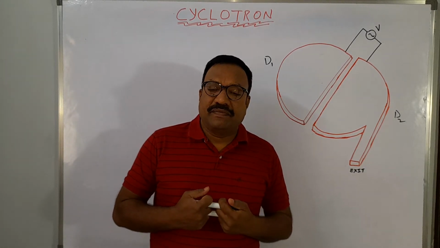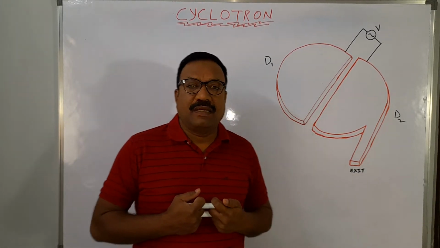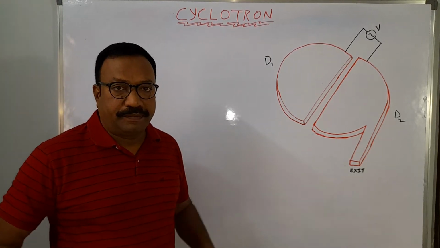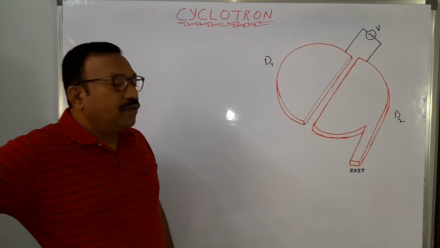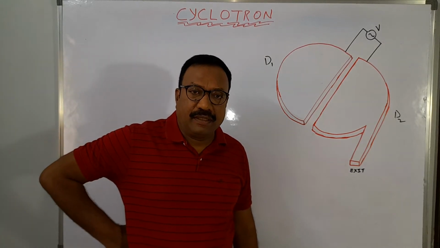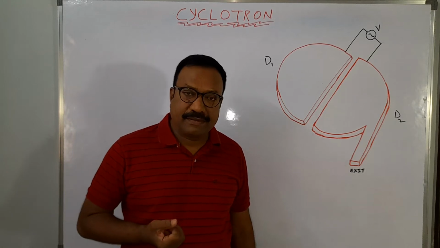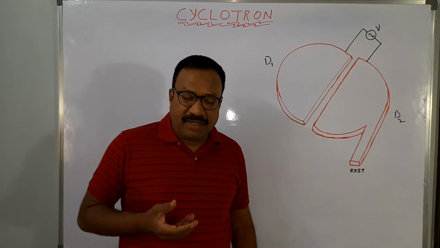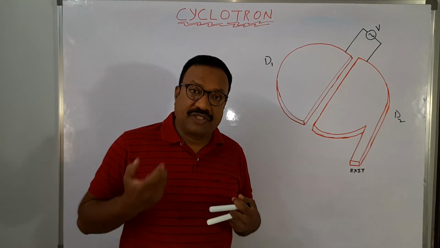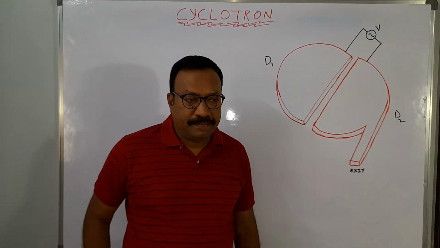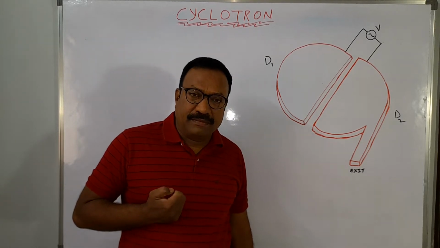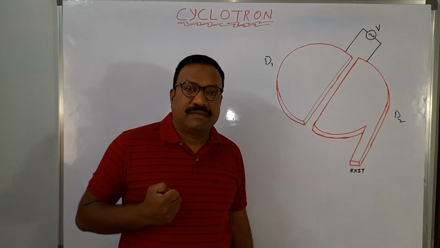So today we are going to discuss a device called cyclotron. Cyclotron is a device which is used to accelerate charged particles. Accelerating means we want to increase the velocities of the charged particles. We require highly energetic charged particles.